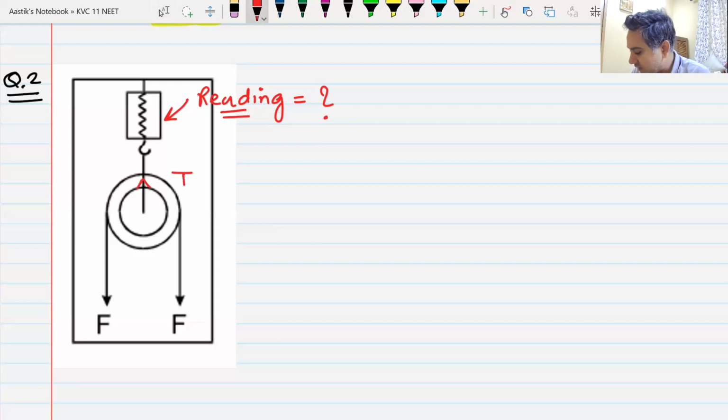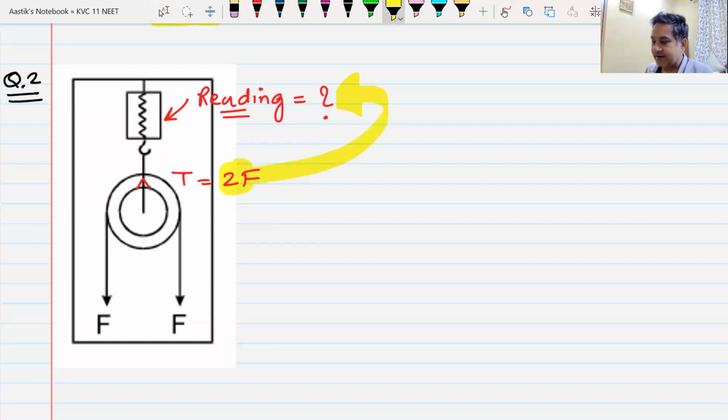what is the tension here. And we have done this before. This tension would be equal to 2F. And this 2F would be the reading of the spring balance. This is exactly correct. So that is the answer that we were looking at. Well done. That is the answer.